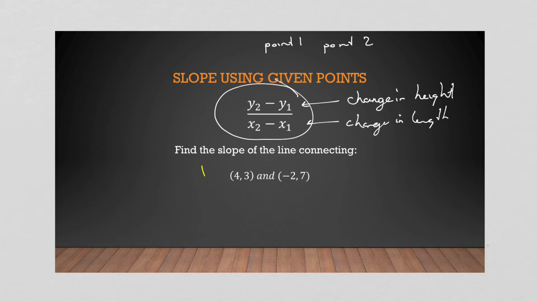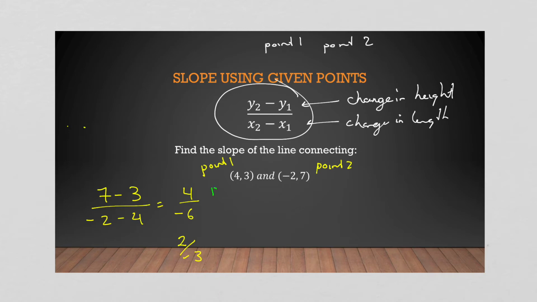So for this first example, I'm going to call this point 1. I'm going to call this point 2. I'll do it in yellow and then I'll swap them and do it in a different color. So y2 is 7 minus y1, which is 3, over my x values. So x2 is negative 2 minus 4. And what do I get here? I get 4 over negative 6, which is 2 over negative 3. So you can see that the denominator in this case is negative.